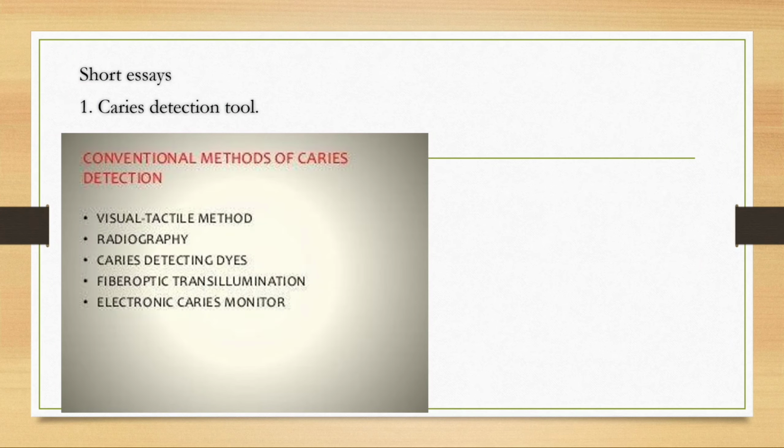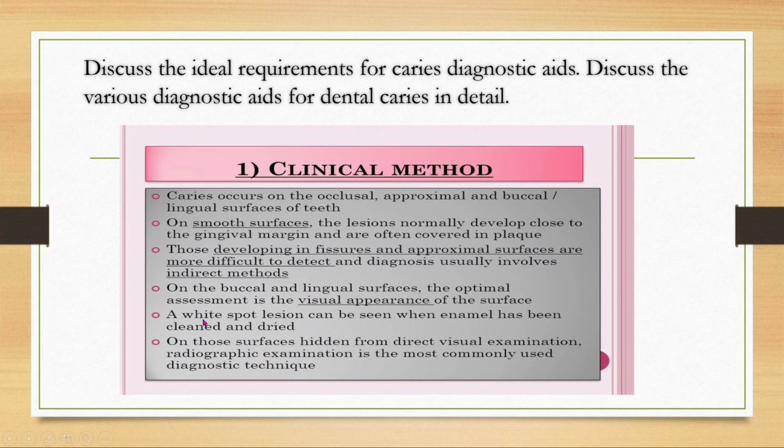Based on that we can do the dietary counseling. Now we have the most important short test, that is, caries detection tools. We have visual-tactile, which is the conventional method, then radiography, caries detecting dyes, fiber optic transillumination, and electronic caries monitor. So what are the ideal requirements of caries diagnostic aids and the various diagnostic aids?